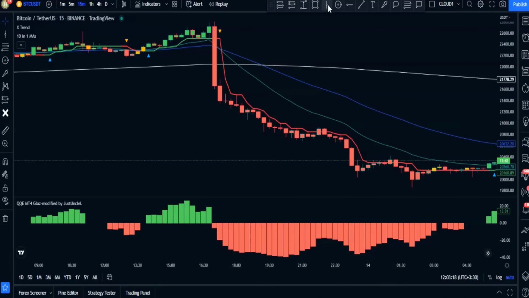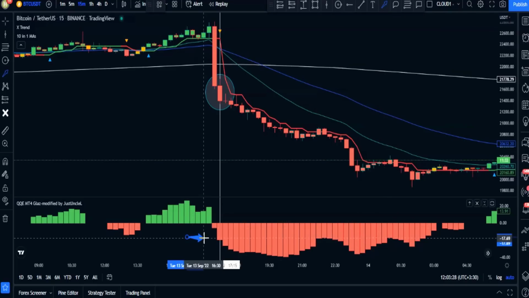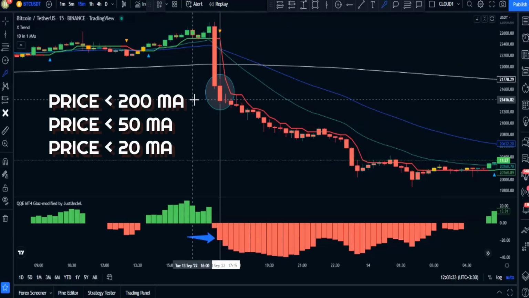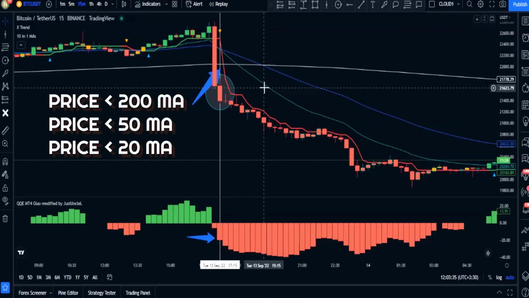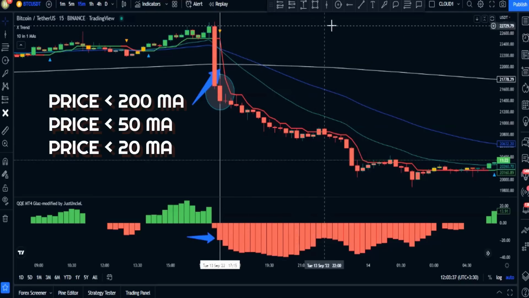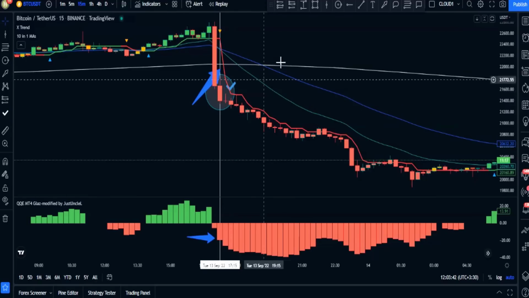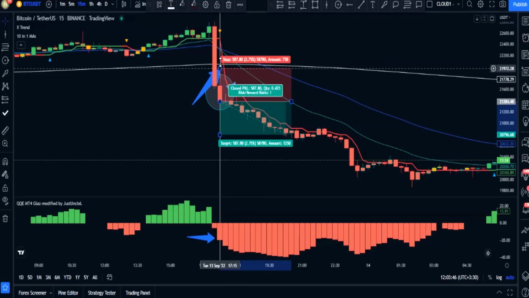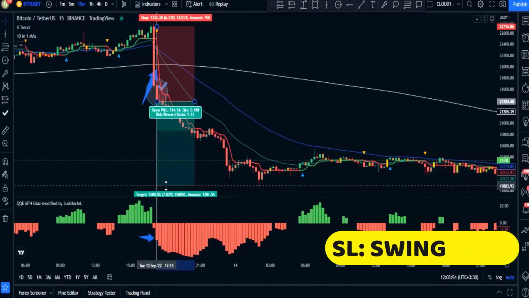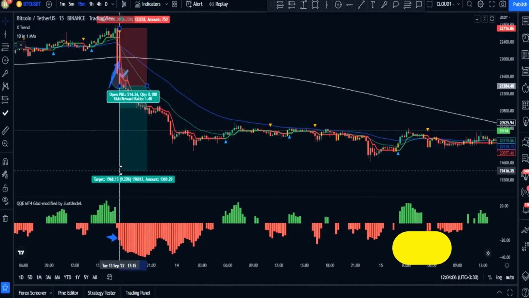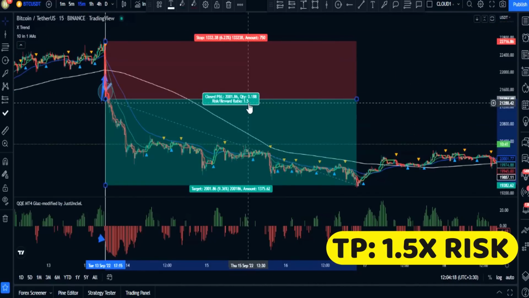Now let's get into the short rules. We're only going to be looking to short whenever we have a sell signal by the X-trend indicator. And to confirm the sell signal, the QQE histogram should be red and it should be below the zero level. And for more confirmation, the close of the trigger candlestick must be below all the EMAs we have on the chart, which are the 200 period, 50 period, and 20 period. The close of the trigger candlestick should be below all these three moving averages. So when all these conditions are fulfilled, we can place our short order at the close of the trigger candlestick. And we're going to set our stop loss slightly above the recent swing high, and the target would be 1.5 times greater than the risk.